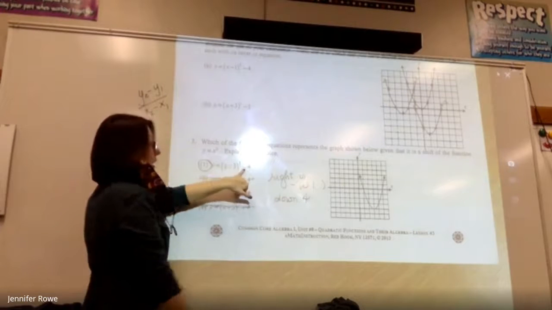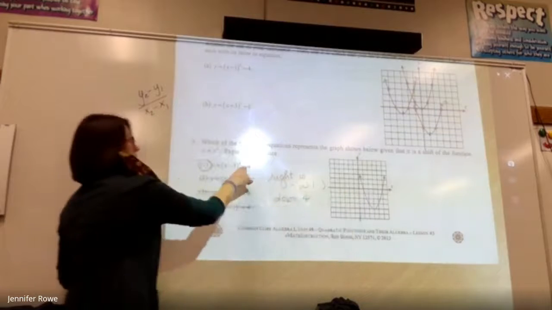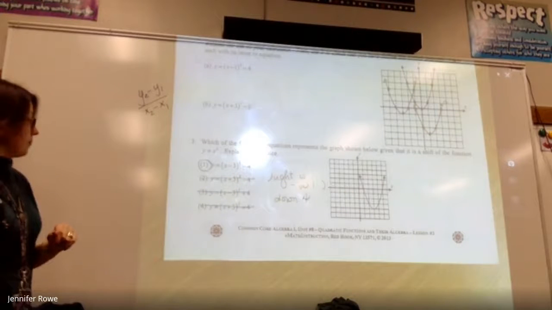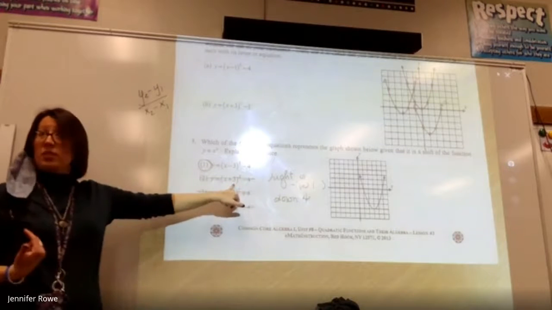Gotcha. And then because it's dropped down four below the x-axis, that's minus four. Those two would have been above the x-axis, and that one would have been shifted to the left instead.